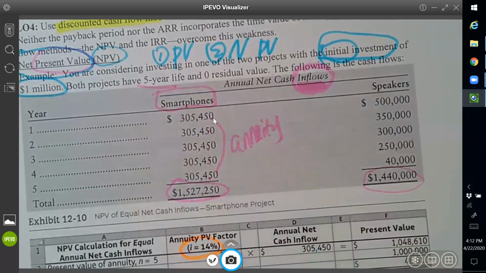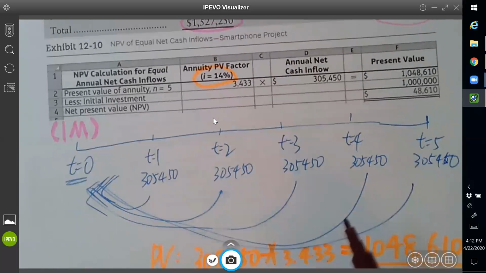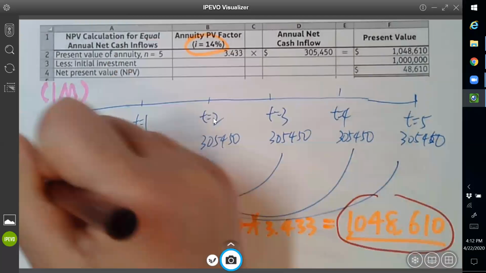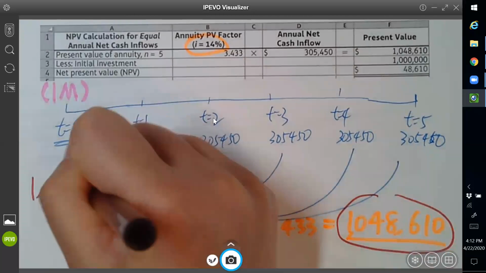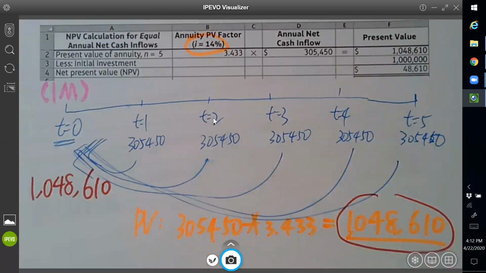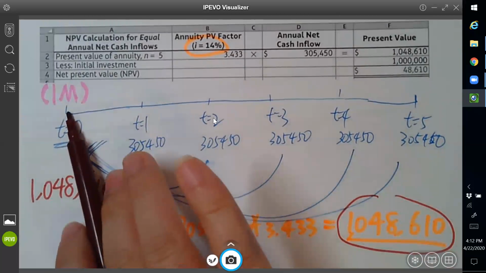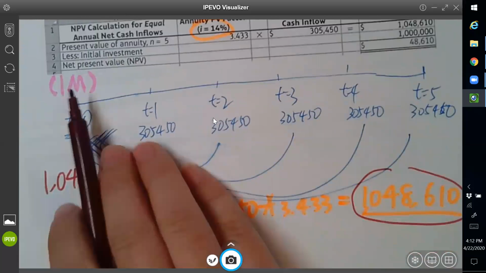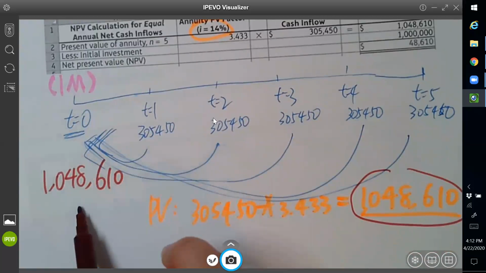What's the meaning of net? Net is you net inflow and outflow, right? So you discount all these future value back, you get 1,048,610 as the present value of all these future cash flow. Remember, you had the $1 million outflow as the investment. So this is outflow, this is inflow.